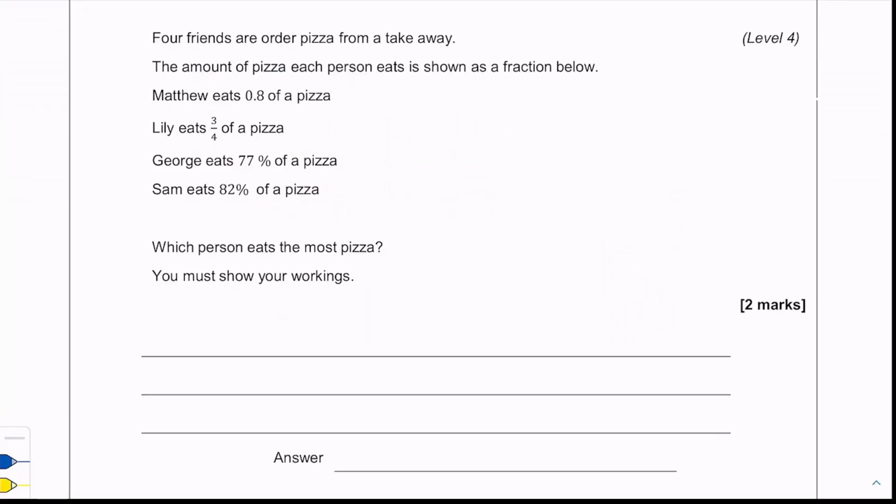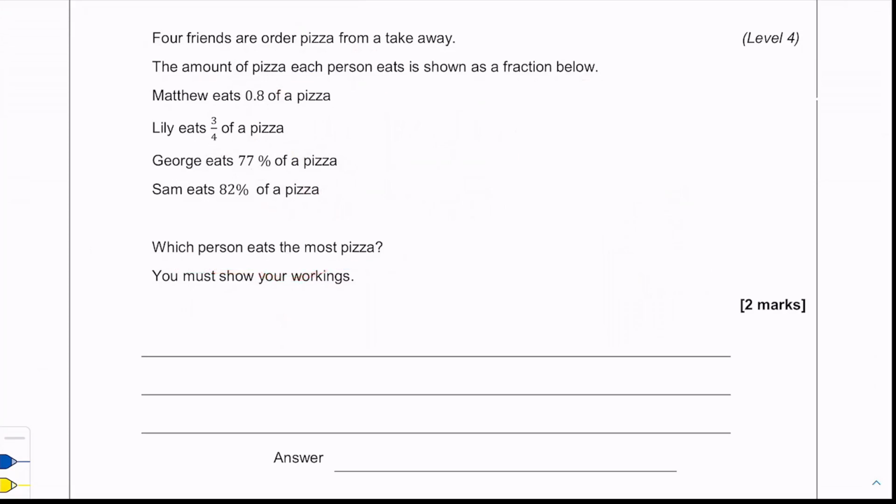Right, okay, so our final question, we are told 4 friends are ordering pizza. I mean, that sentence is awful. 4 friends all order pizza, that doesn't make sense. The amount of pizza each person gets is shown as a fraction below. Well, it's not, we've got a decimal and a percentage. Anyway, I know what they mean. So we've got 4 different portions of a pizza that they all eat. Who eats the most pizza?